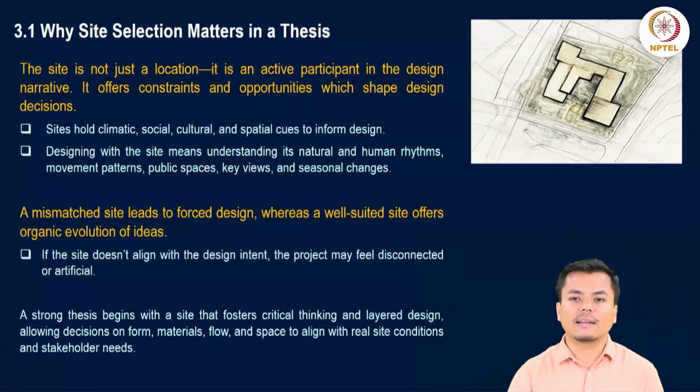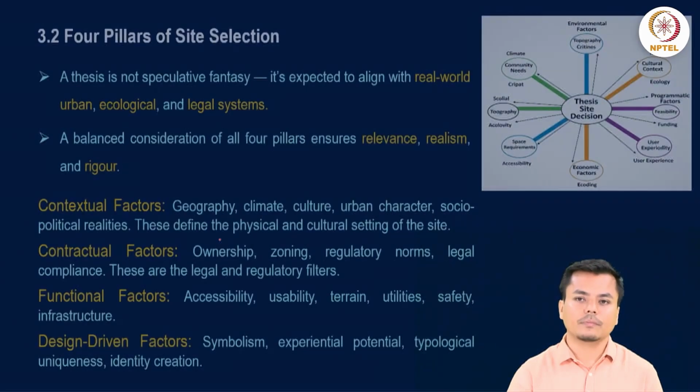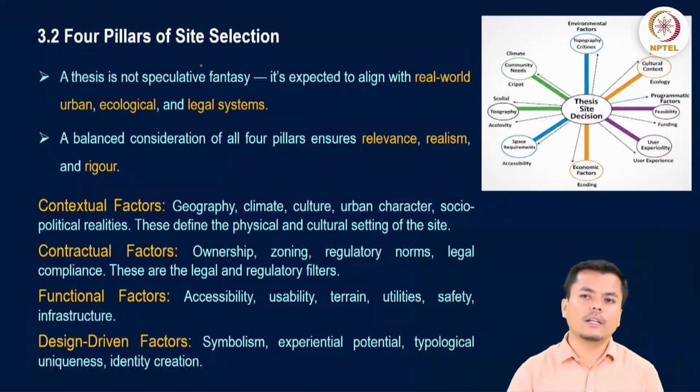A mismatched site leads to a forced design, whereas a well-suited site offers organic evolution of ideas. So there are 4 pillars for site selection. The first is contextual factors, then contractual factors, functional factors, and design driven factors.